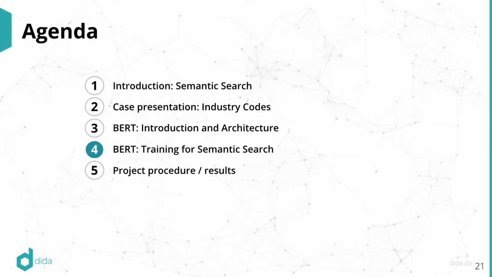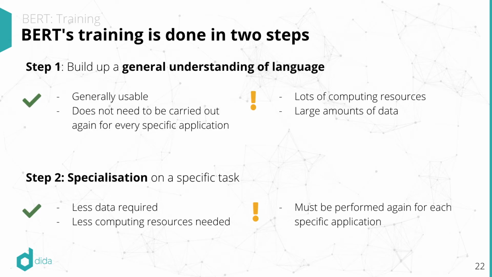So now that we have an impression of what BERT looks like, we can see how training for semantic search with BERT actually works. BERT is usually trained in 2 steps, and step 1 is meant to build up a general understanding of language. This step 1 is generally usable, and it does not need to be carried out again for every specific application. This is important because this first step needs lots of computing resources and large amounts of data.